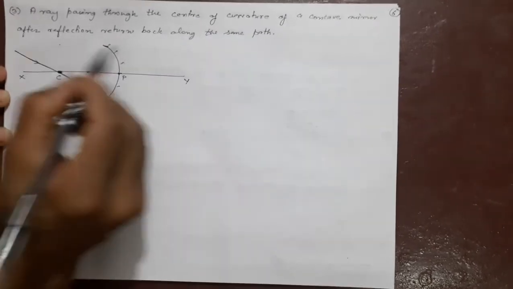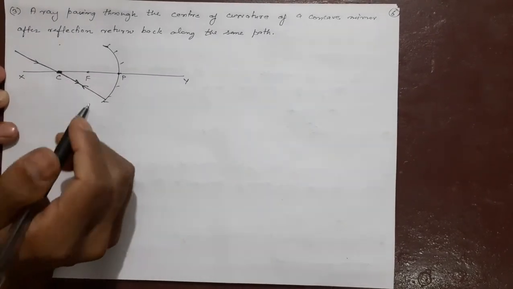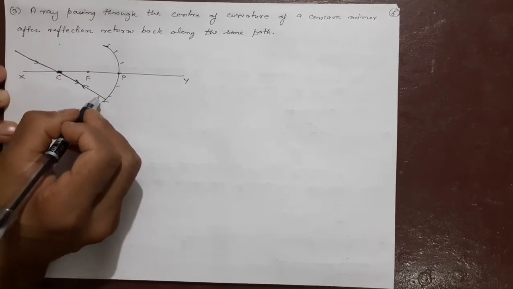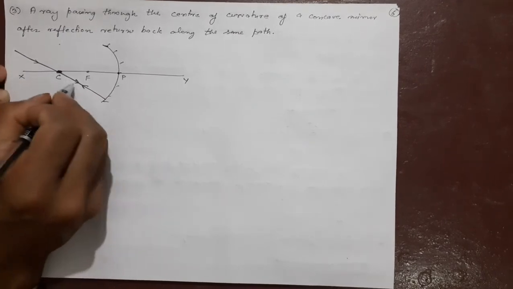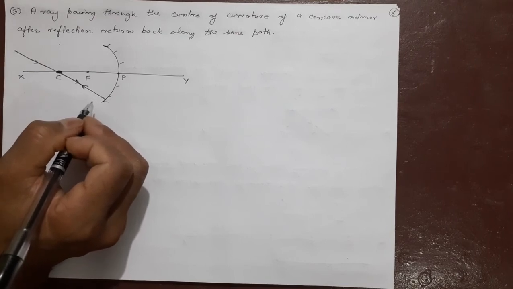When will it happen? When the light is coming at the center of curvature. Got it? And here there is no question of making that dotted line. Earlier we were making that dotted line to the center of curvature. Here, if you make it, in this case the incident and the reflected angles are both zero.